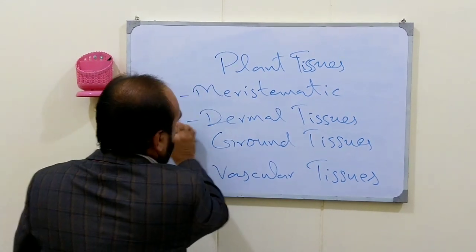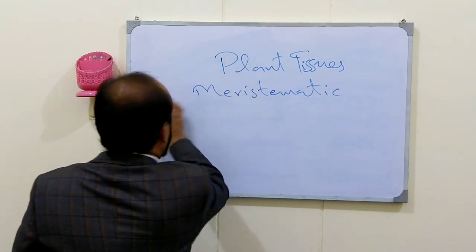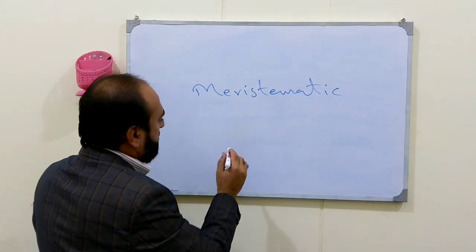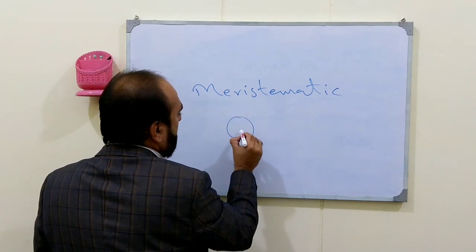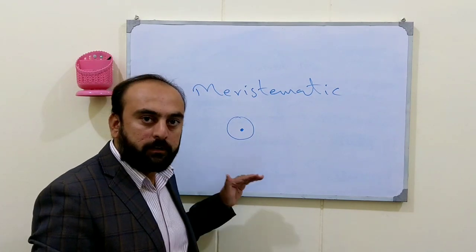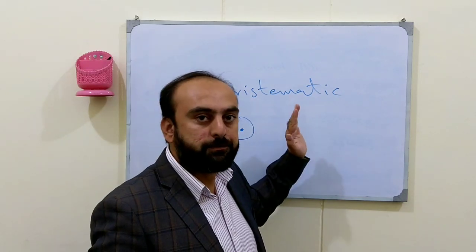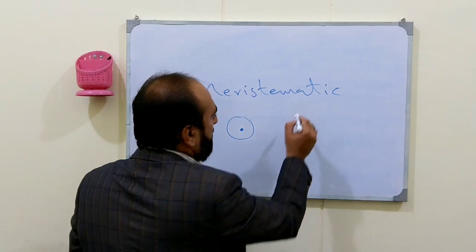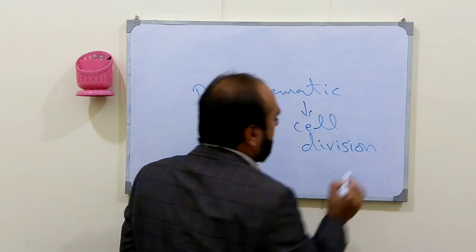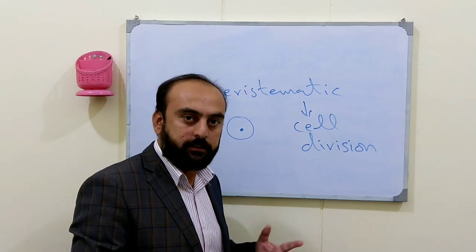The meristematic tissues are made up of meristematic cells. Meristematic cells are thin-walled with a distinct nucleus, but they have no vacuole. The basic purpose of meristematic tissues is cell division, to increase the number of cells. These cells then differentiate and become specialized.